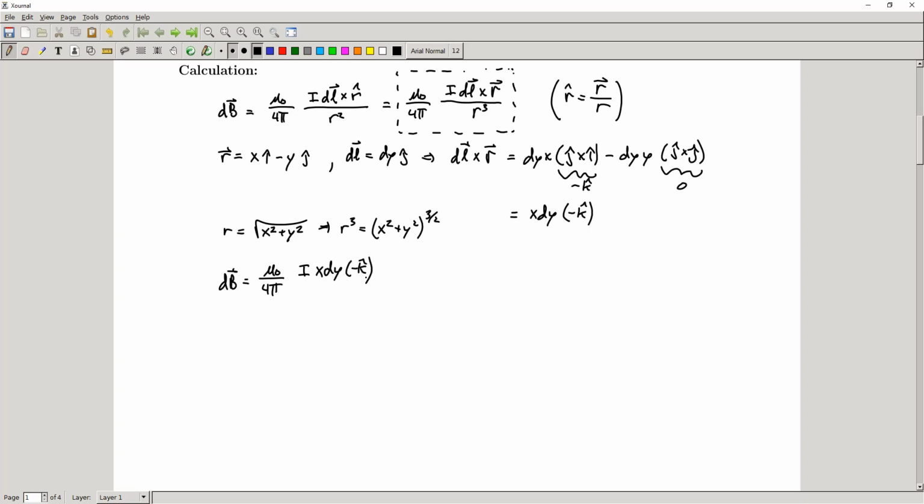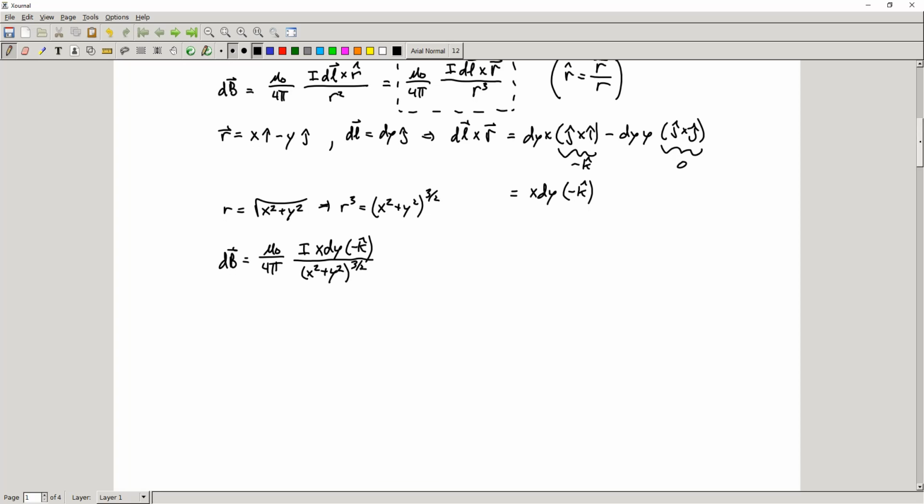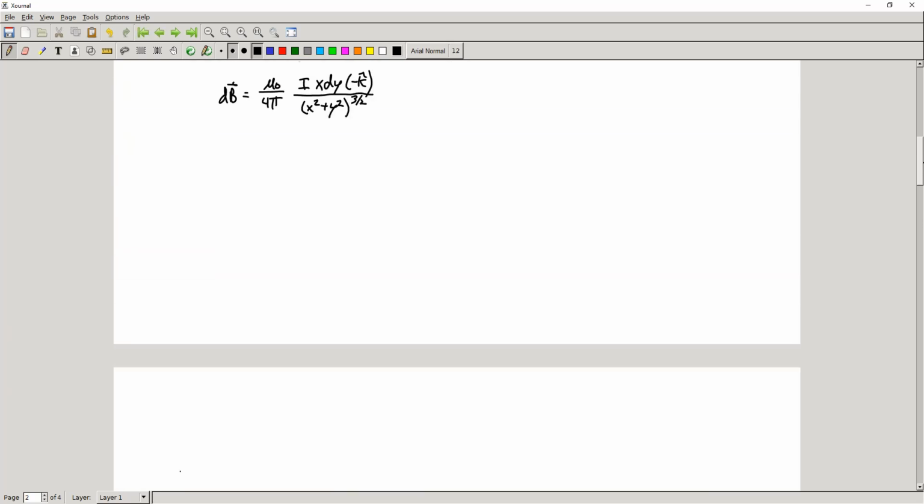Okay, and then instead of r cubed, we have our x squared plus y squared to the 3 over 2. Okay, and so now we're going to want to integrate this thing. And let me see how much space I have here. Oh yeah, we got lots of space.